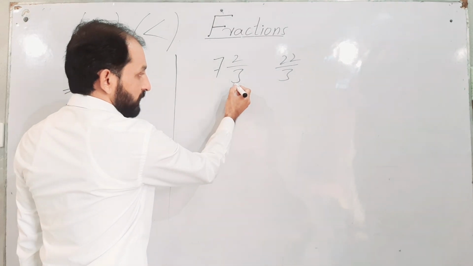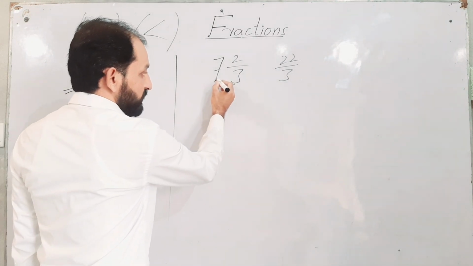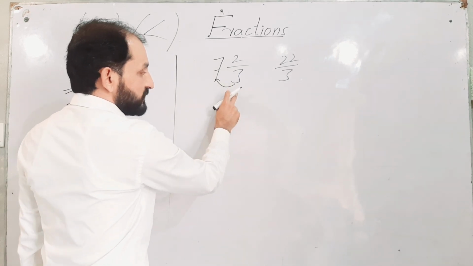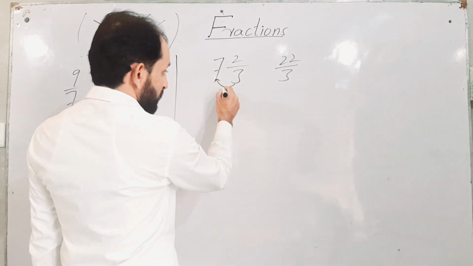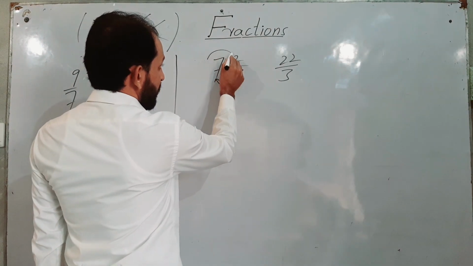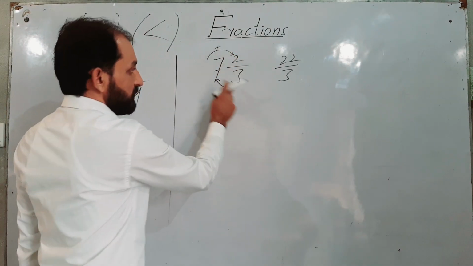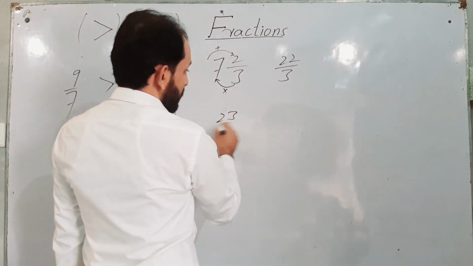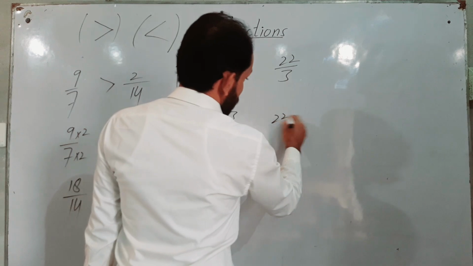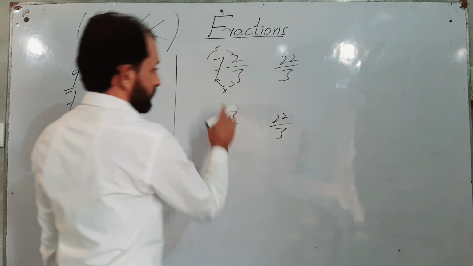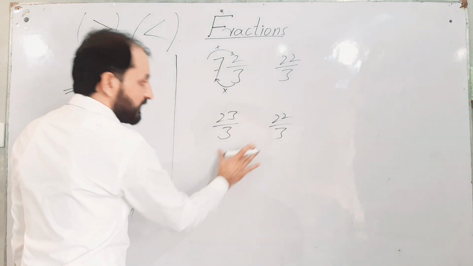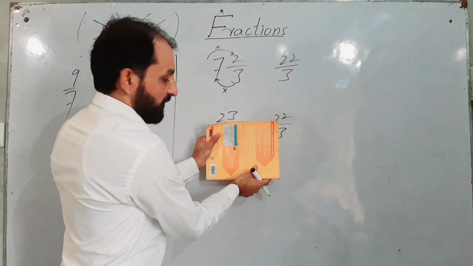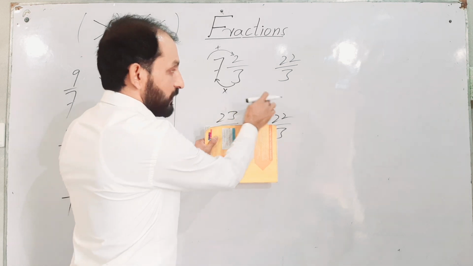How can we convert them? The denominator will be multiplied with the whole. That will become 7 3s are 21. We will multiply and then 2 will be added. 7 3s are 21, 21 plus 2, 23 divided by 3, and 22 divided by 3. As you can see, both the denominators are the same. It means we will ignore them and the final answer will be based upon the numerator.